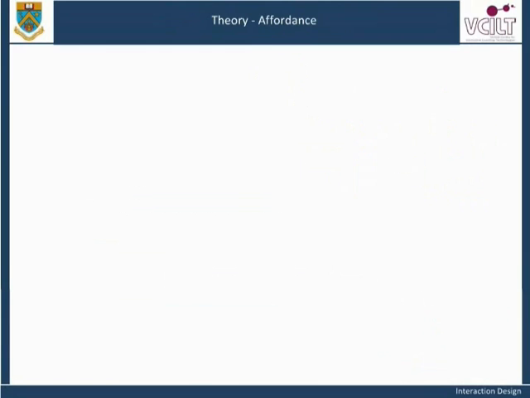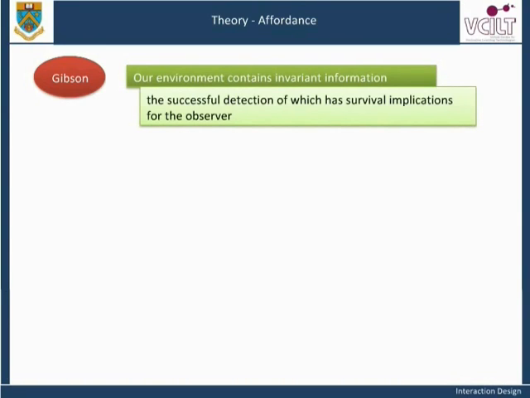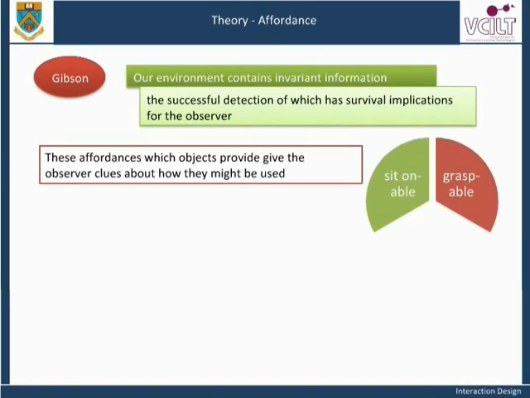One idea of Gibson's which is crucial to interface design is that of an affordance. Gibson says that our environment contains invariant information, the successful detection of which has survival implications for the observer. These affordances which objects provide give the observer clues about how they might be used: sittable, graspable, throwable, etc.